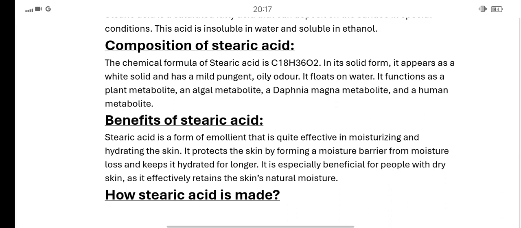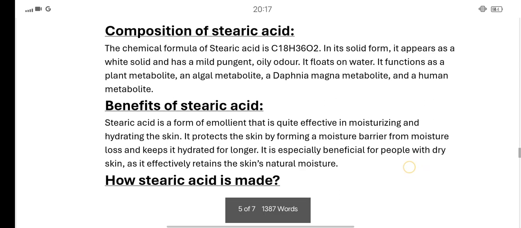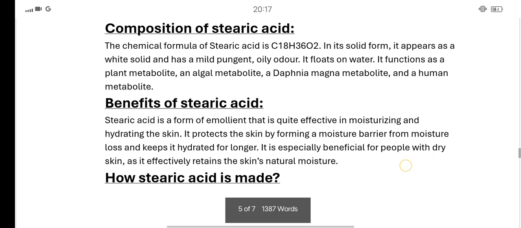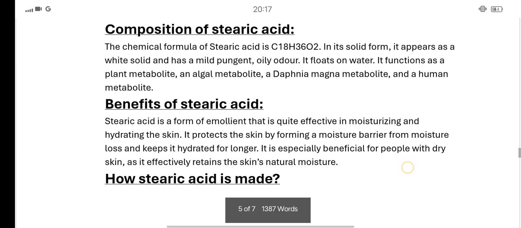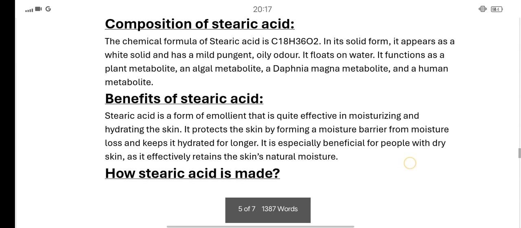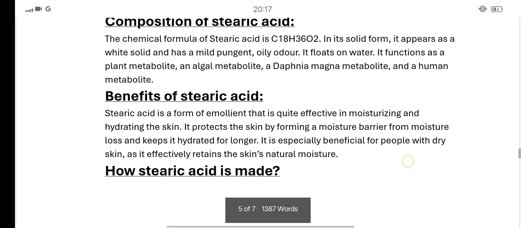Composition of stearic acid. The chemical formula of stearic acid is C18H36O2. In its solid form, it appears as a white solid and has a mild, pungent, oily odor. It floats on water. Its functions are as a plant metabolite, algal metabolite, Daphnia magna metabolite, and human metabolite.